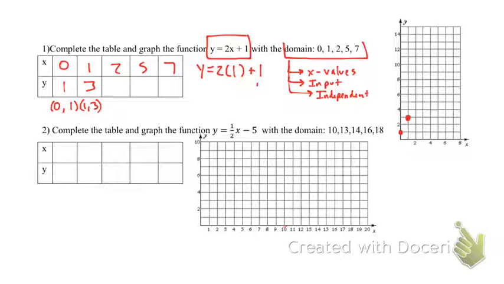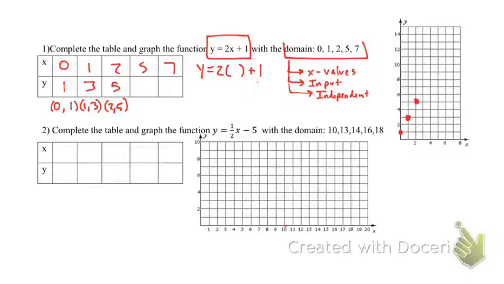So I'm now going to plug in our next x value, which is 2. 2 times 2 is 4. 4 plus 1, that gives me 5. So now I have 2, 5. Let's graph this bad boy. All right. Got 2 more to plug in, and we're done with this problem.